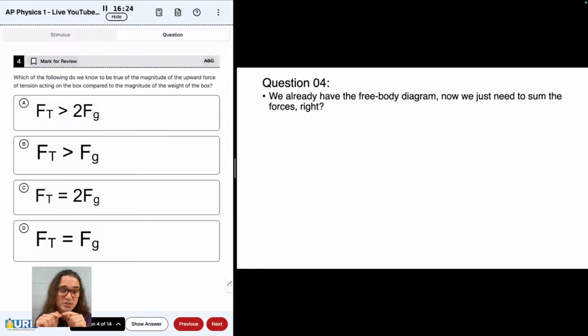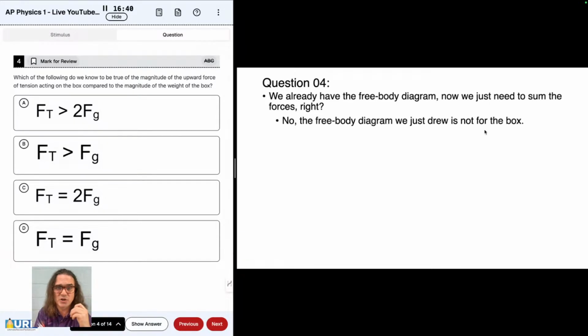Right. So it's important to recognize that they've switched the focus of the question from the pulley to the box. A lot of people are just going to look at this and say, well, I already drew the free body diagram, we could sum the forces. So you have to be really careful again to read. Perfect. So no, the free body diagram we just drew is not for the box.